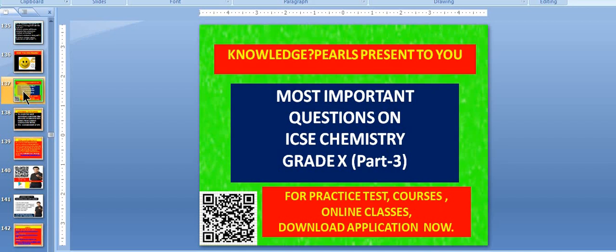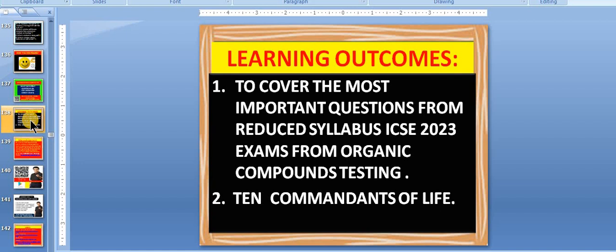For this session, we are going to take up the most important questions on ICSE chemistry grade 10, and the learning outcomes from this session, as you can see on your screen. So that we will be covering the most important questions which can be asked from ICSE grade 10. Along with that, we would be further knowing about the 10 commandments of life, of which 3 or 4 we have covered in the last sessions. So 5 or 6 more we would like to cover today.